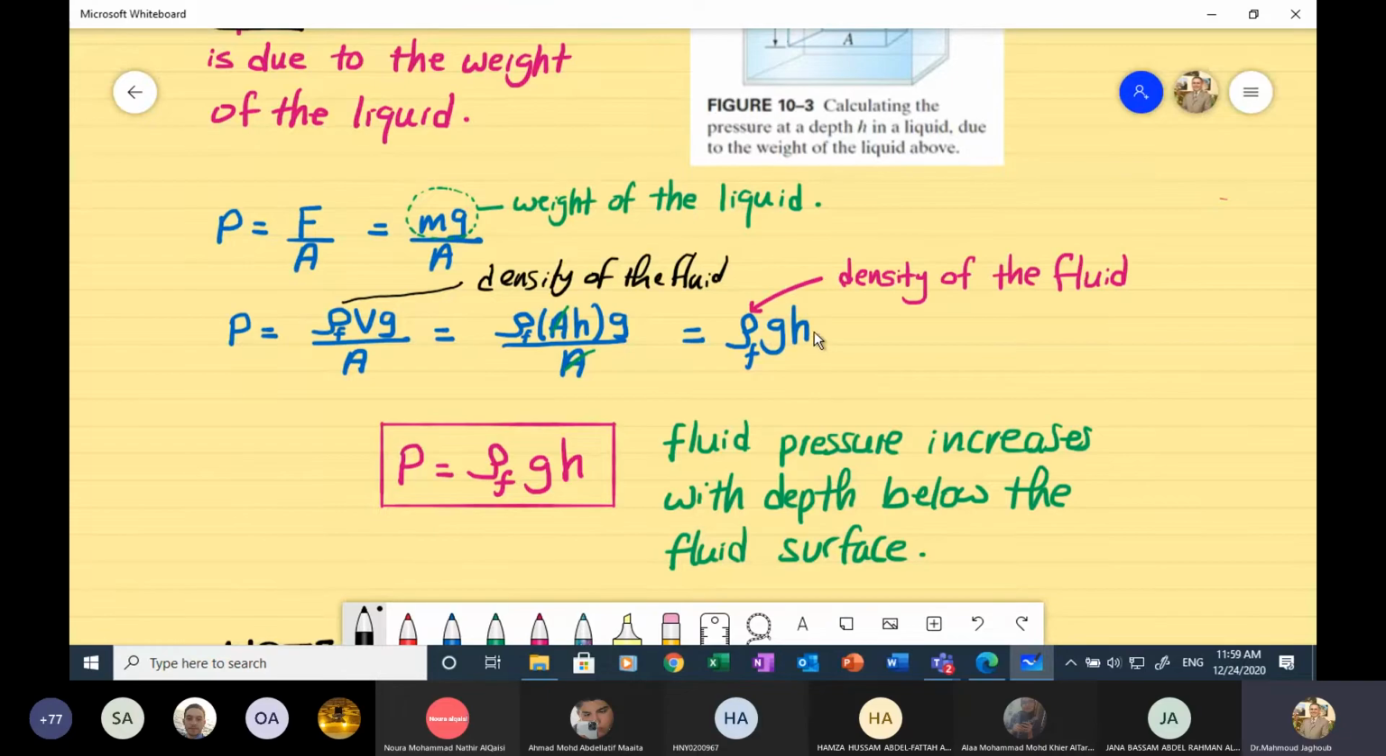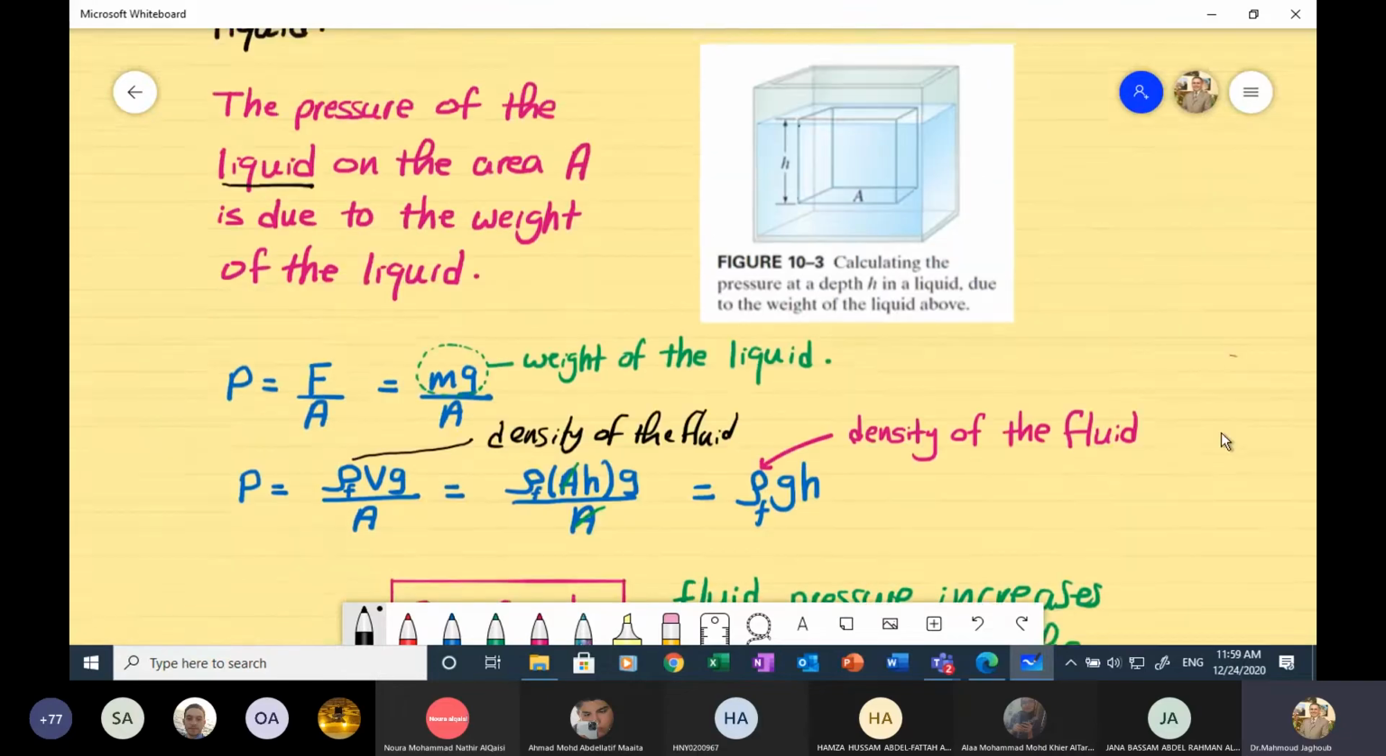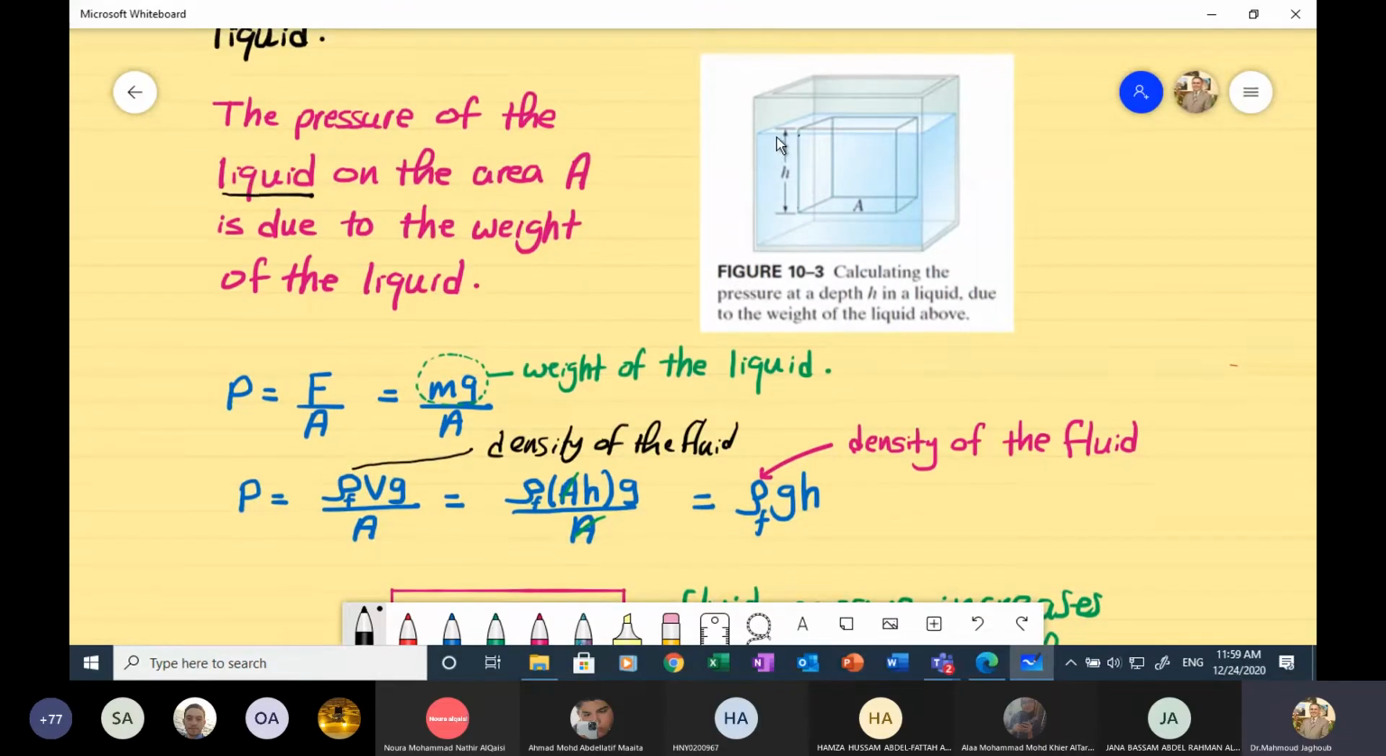Now, if I ask you, as I go further down in the liquid, as I move down, does the pressure increase or decrease? The pressure of the liquid. Increase. Decrease. Yes, it increases. You see, pressure is proportional to the height.